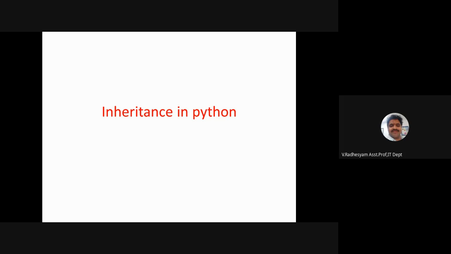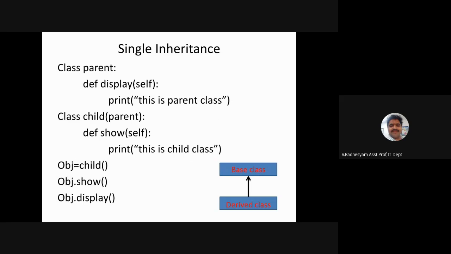Today, our topic is inheritance. Here, we learned about what a class is and what a class consists of. A class generally consists of functions and methods. How can we develop a relationship between the classes?